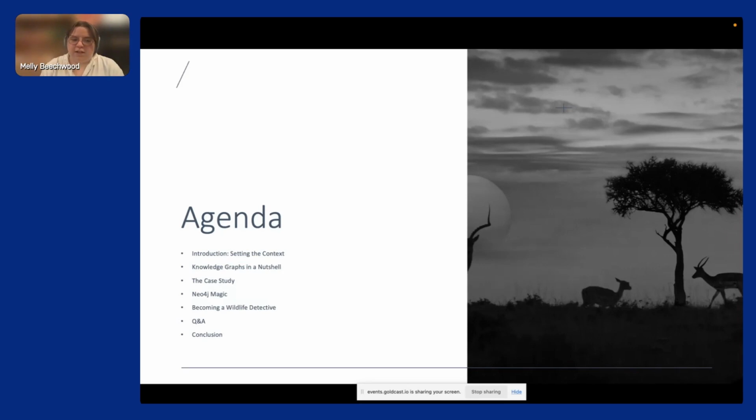So today we're going to be chatting through some of the context around this project, knowledge graphs in a nutshell, a case study involving orcas, how Neo4j really enabled all of this, how you can become a wildlife detective, and then some time to just chat and answer any questions you may have.